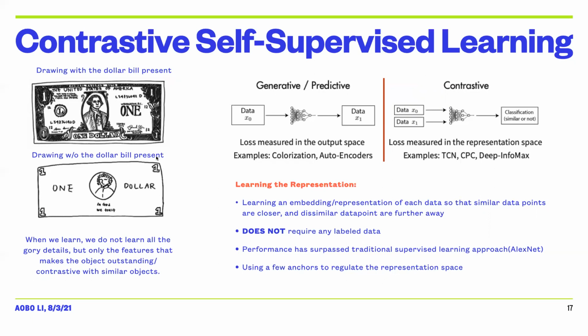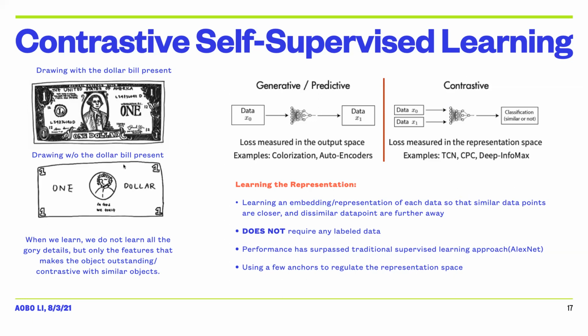This is an experiment of asking people to draw a $1 dollar bill with and without the dollar bill present. If you ask someone to draw the $1 bill with the bill in front of them, you can see they capture all the fine details. They capture the $1, the George Washington, all the letters, all the numbers, and all the patterns on top of the dollar bill.